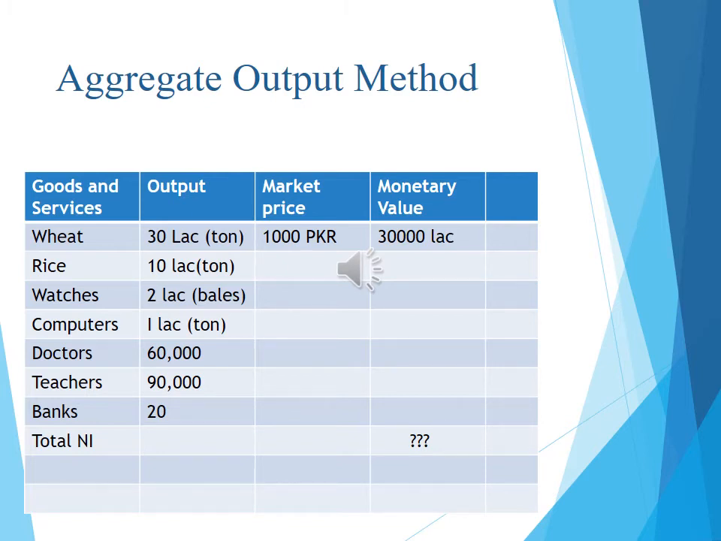The total output of the wheat in a year is 30 lakh tons, for example, and the market price of wheat per ton is 1000 rupees. By multiplying the market price of wheat with its output, we can calculate the monetary value, which is equal to 30,000 lakh in this case. And this mechanism will be done for all the goods and the services, and in this way, by adding the monetary value of all these goods and services, we can calculate the total national income.